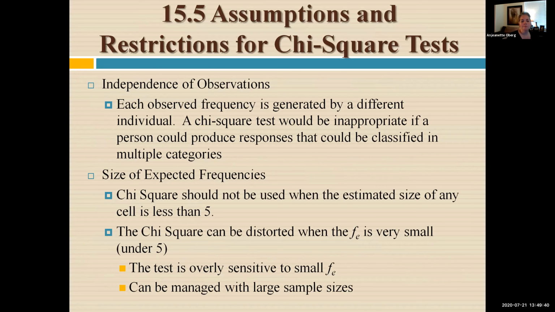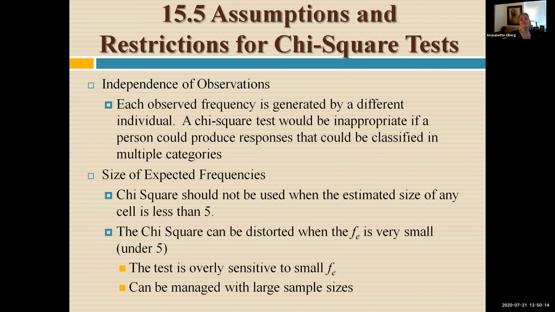Okay, and then when we talk about chi-squares, you know how we have assumptions for t-tests and assumptions for ANOVA. We look at assumptions of normality, independent observations, homogeneity of variance, right? We have these assumptions that we put in place. We do have assumptions for a chi-square, even though they're not based on assumptions about the population. We do have assumptions that have to be met.